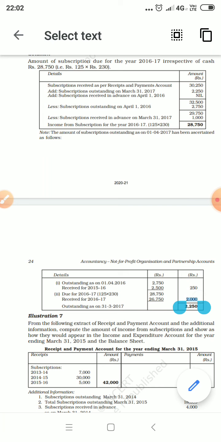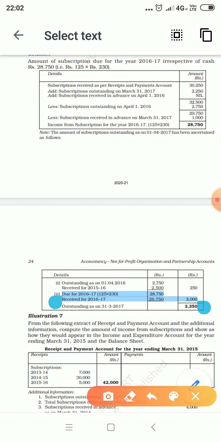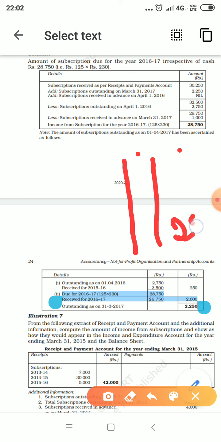So what you can show is, you can just show this treatment on the credit side of your income and expenditure account, that is the income side. You have to write it in reverse. You should not write it like this. You are supposed to write it like, let us say this is the income side of the income and expenditure account. Inner column and outer column. In the outer column you will show 28,750.